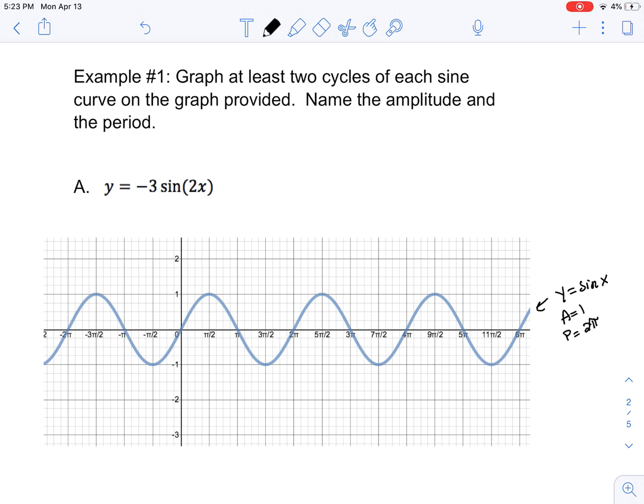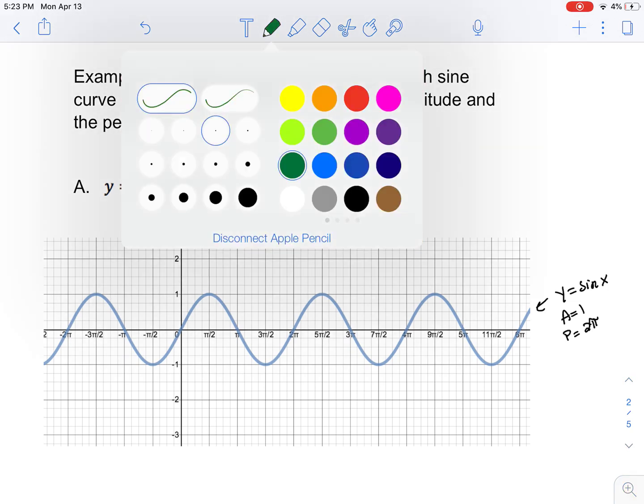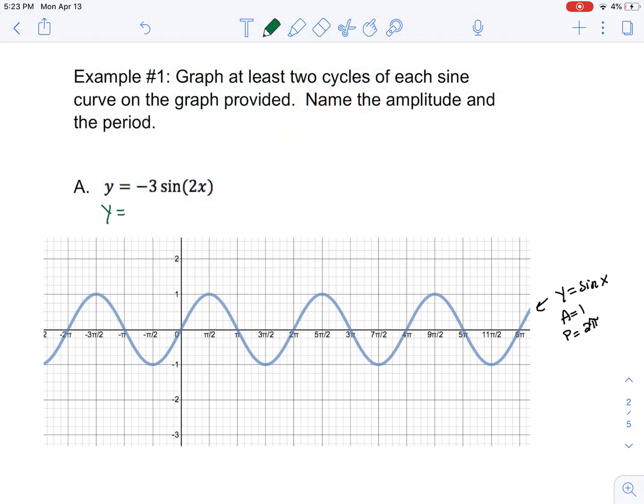And so I just want to compare what a sine graph where we change the amplitude and the period looks like to the parent graph of y equals sine x. A few things that we want to look at. I like to look at what my a and my b are. So we're working with the graph y equals a sine b of x. So my a here is equal to -3.